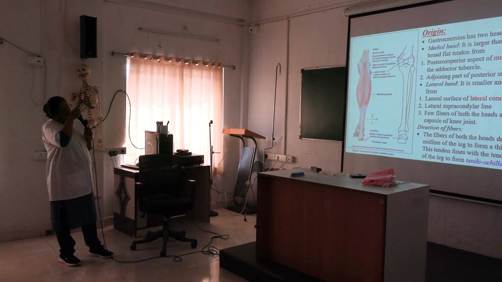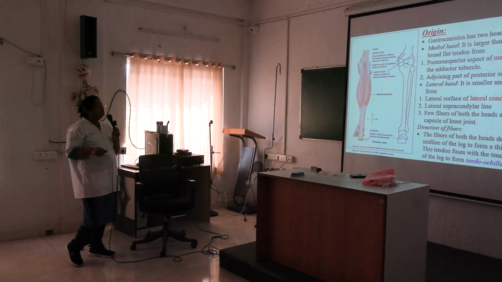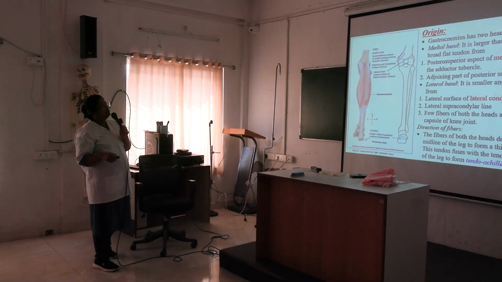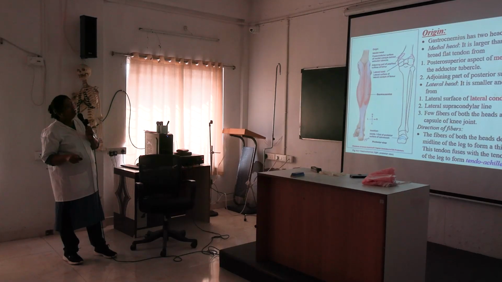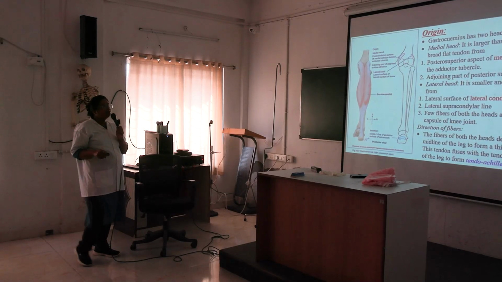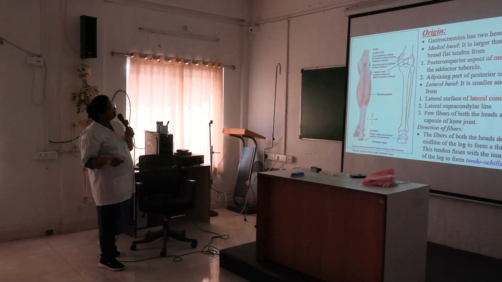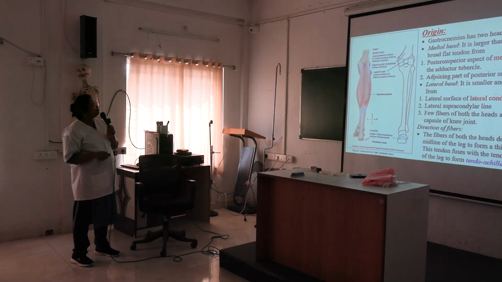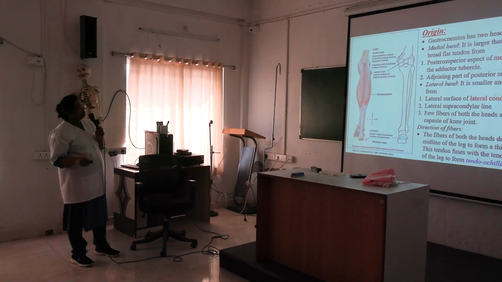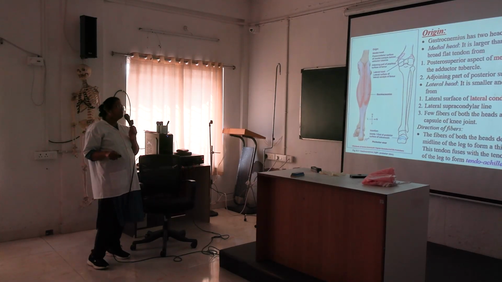So where is the origin? Origins from two heads, medial and lateral head. Medial head is larger than the lateral head, arises by a broad flat tendon from the posterior superior aspect of medial condyle of the femur. Here is the medial head, here is the lateral head. Posterior inferior surface of medial condyle behind the adductor tubercle. An adjoining part of the posterior surface of femur.